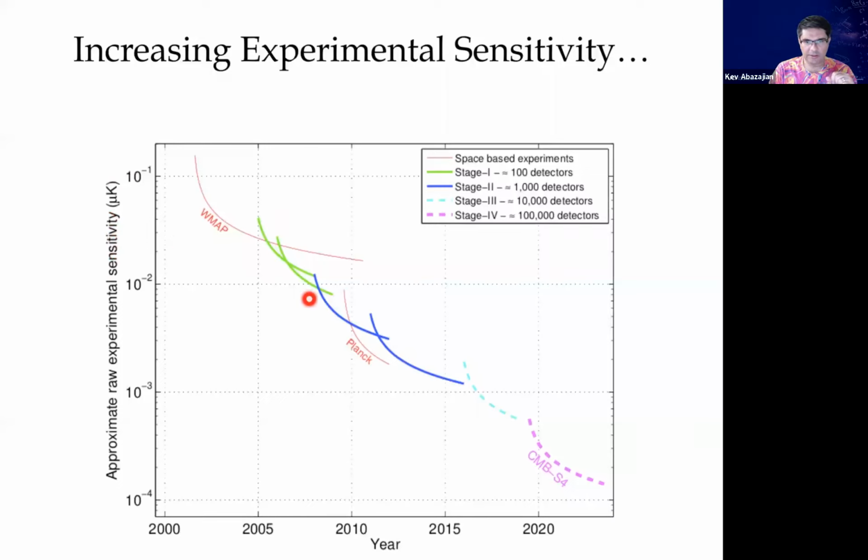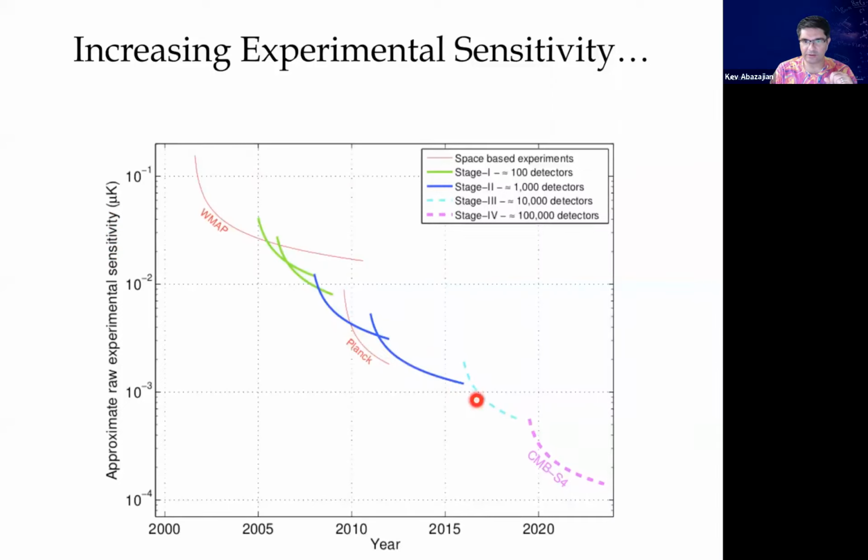And things have just kind of, like Moore's law, kept getting better and better. Planck started about 2010. And the next stage, this includes both space-based and ground-based experiments. The next stage of ground-based experiments were in the past 5 years or so, or 10 years or so through this period. Currently, we're in the phase of stage 3 detectors.